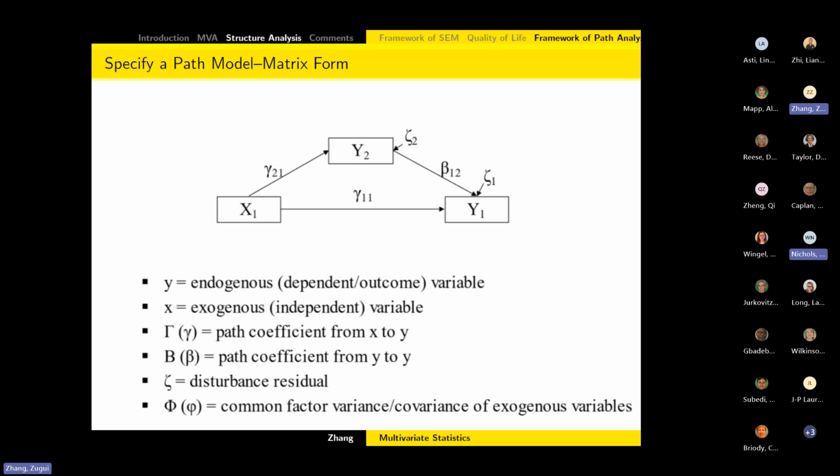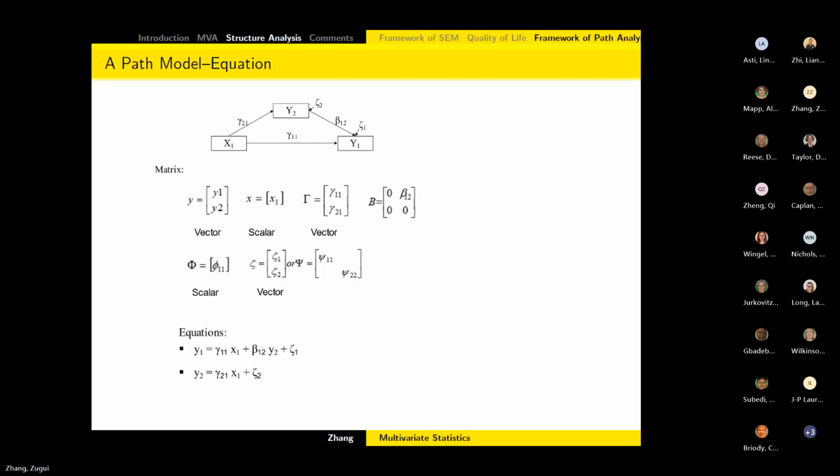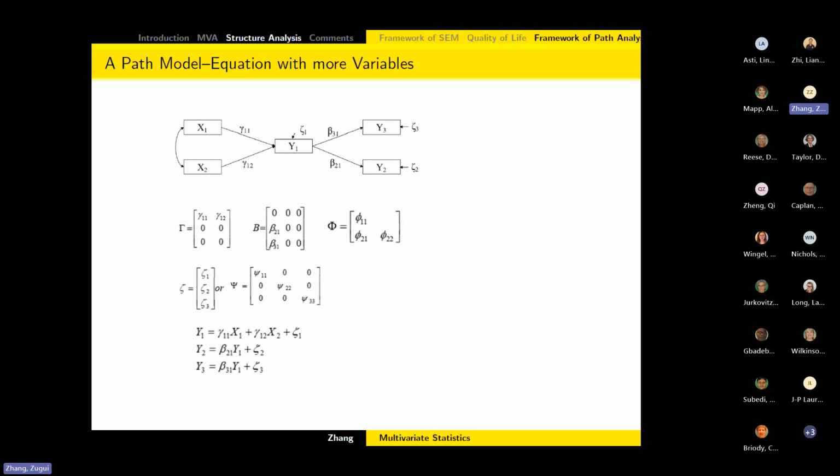And more importantly, we need to consider the common factor variance or covariance of the dependent or exogenous variables. So we will consider the covariance among outcomes. We can have a matrix like this and use equations to describe this relationship. And also, we could have another relationship. We have a different set of independent variables, and for the outcomes, we have 3 groups.